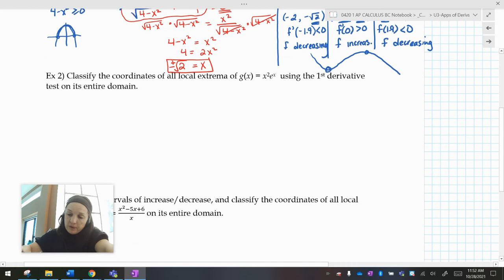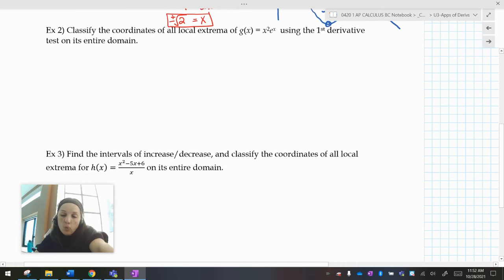All right. Down here, classify the coordinates of all local extrema of g of x equals x squared times e to the x using the first derivative test on its entire domain. The first derivative test is just the idea that we are testing within the first derivative on those intervals. All right, well, let's see. Entire domain, while I'm thinking about it, I can square anything. I can raise e to anything. So our entire domain here is negative infinity to infinity, so that's not an issue.